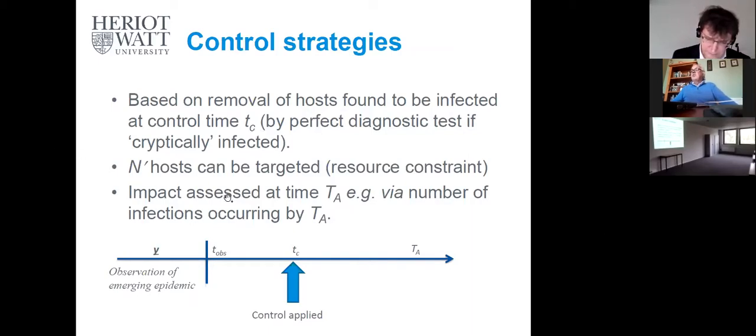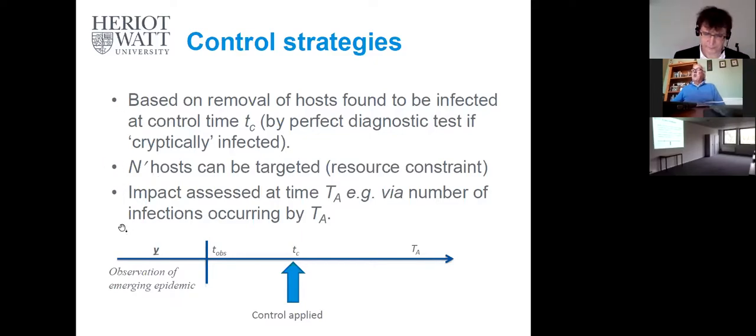But you have a resource constraint. You've only got a certain number of hosts that you can actually go and visit. So you can only do a certain number of tests. And these are generic problems with something like COVID-19, not only in plant epidemics, but also in human and veterinary epidemics.